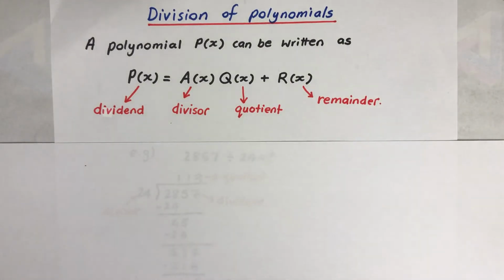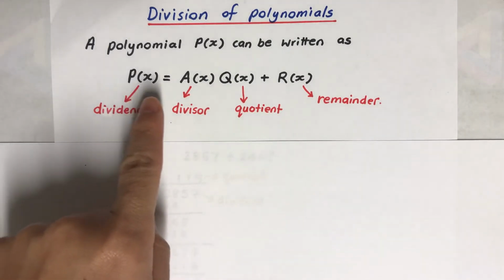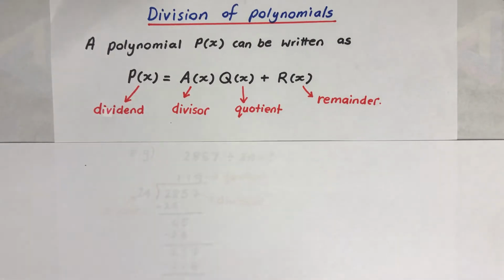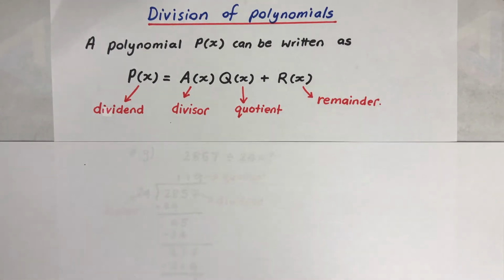Okay, division of polynomials. A polynomial, p of x, can be written as p of x equals a of x times q of x plus r of x. Now, p of x is the dividend, a of x is the divisor, q of x is the quotient, and r of x is the remainder.